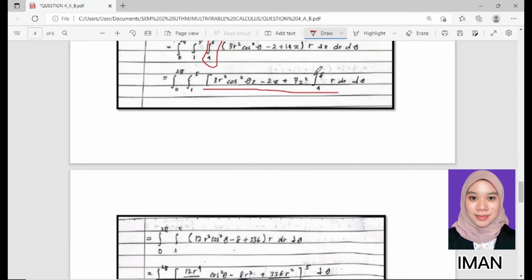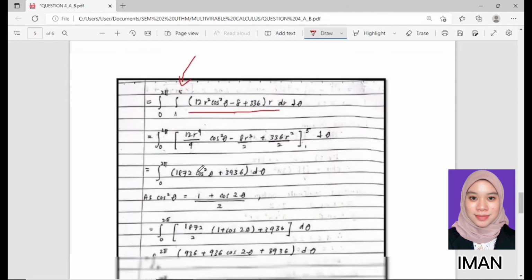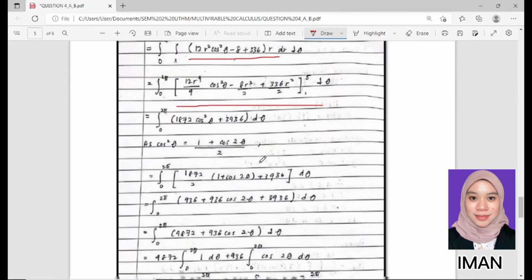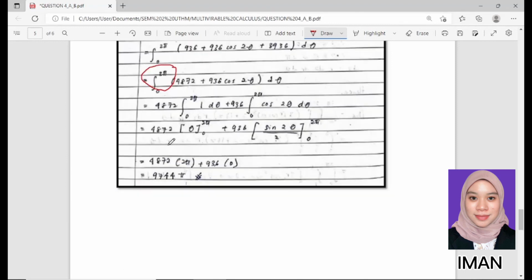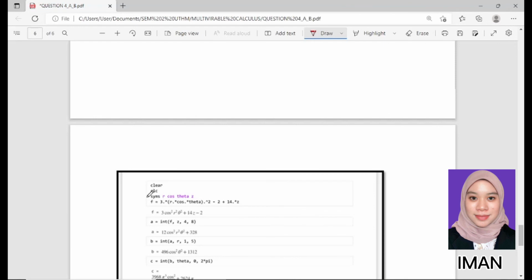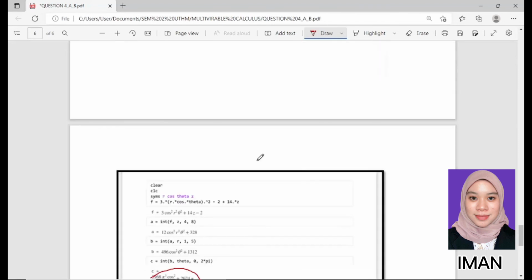So first step, we must solve the innermost first, and we integrate this. After we have done the integration, we can get like this, and next we must solve here. So after we integrate this one, we get this, and finally we must integrate this one. So we put like this, and the final answer is 9744 pi. So for the simulation, for C we use MATLAB, and we get this for the final answer. So that's all from me.